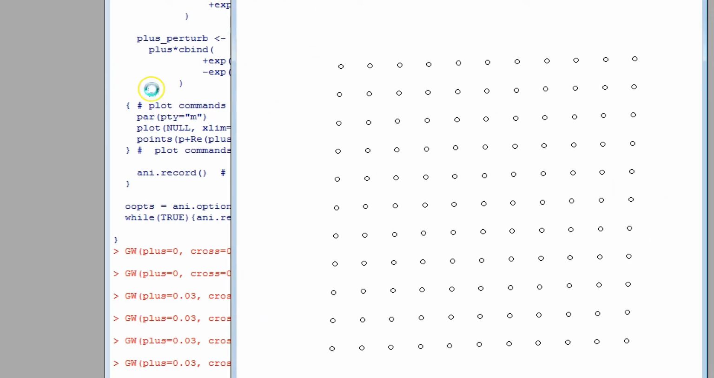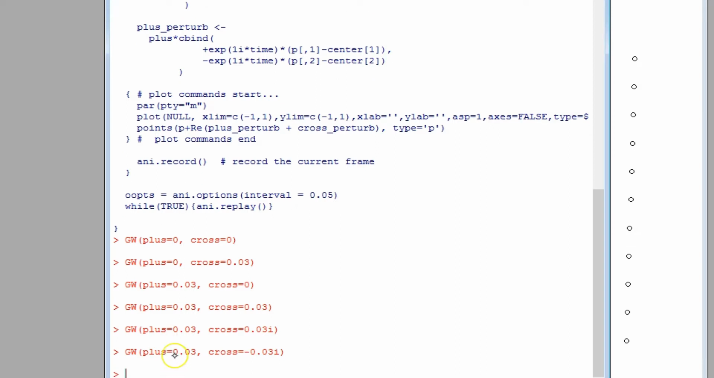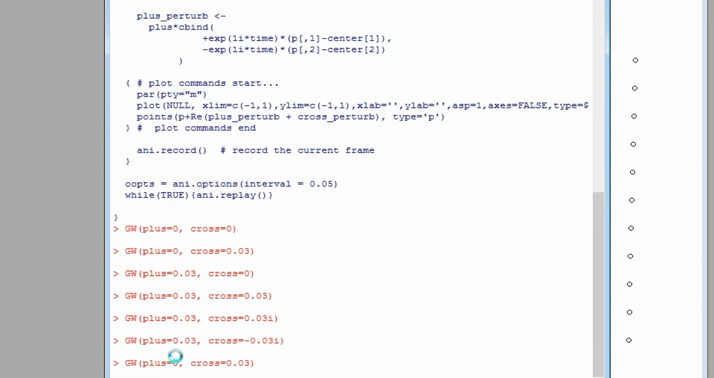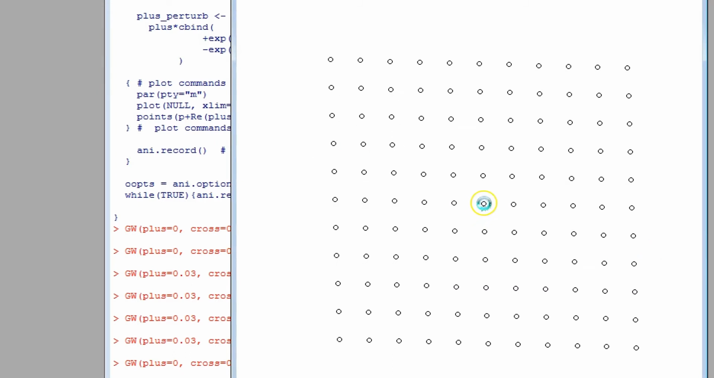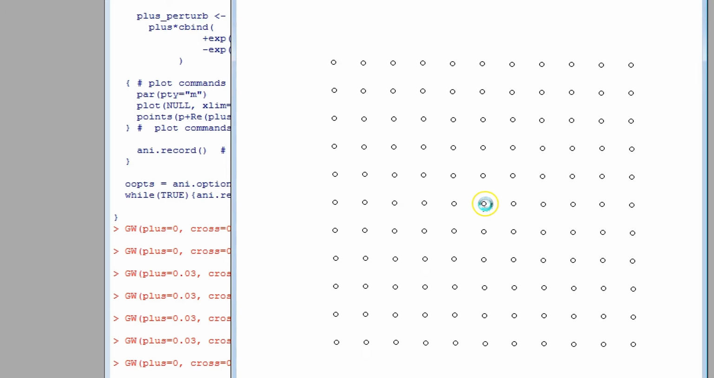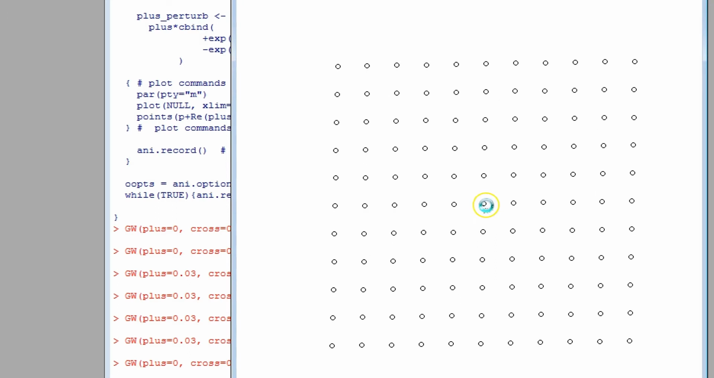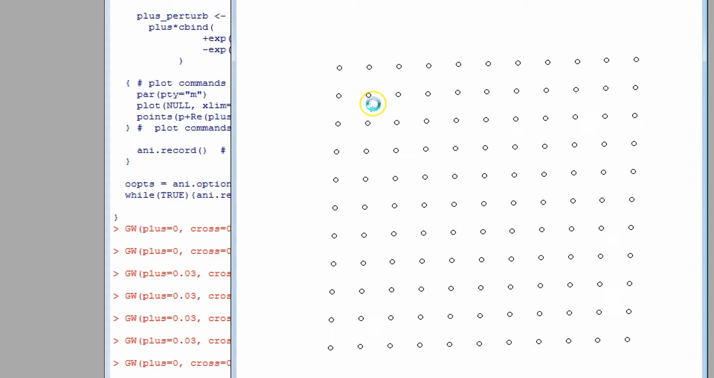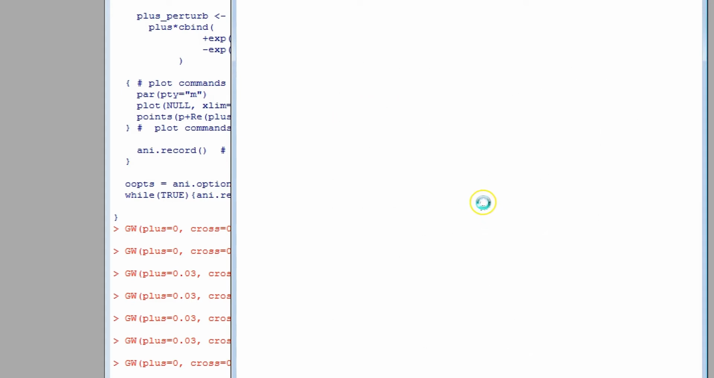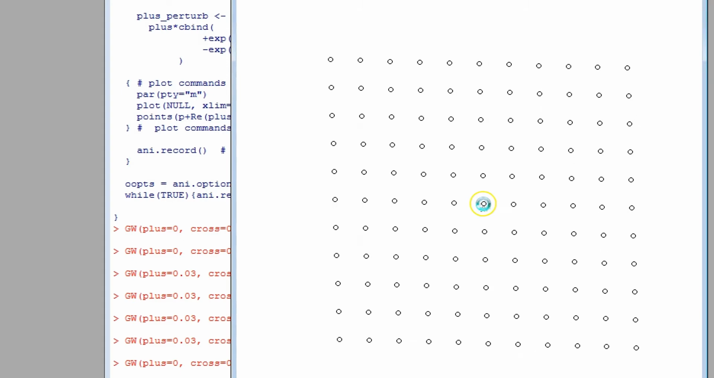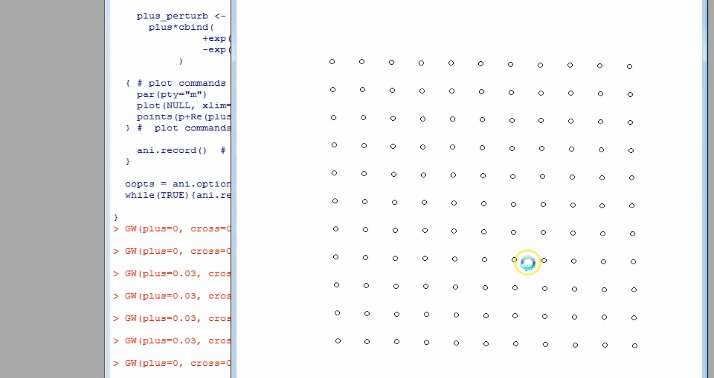Let me go back. I'll stop this. Let me go back to the initial case. I'll do the plus 0.03. Where are we? Oh, let's do this one. Here we go. It looks like this point is special. It looks like this point is staying still and all the other guys are oscillating around it. So it looks like I've privileged this particular point here. It looks like that point's special, but it's not.